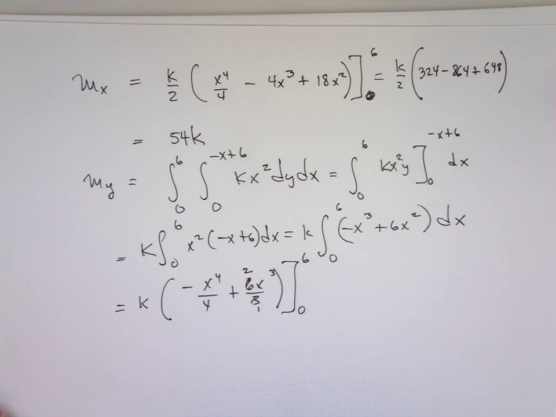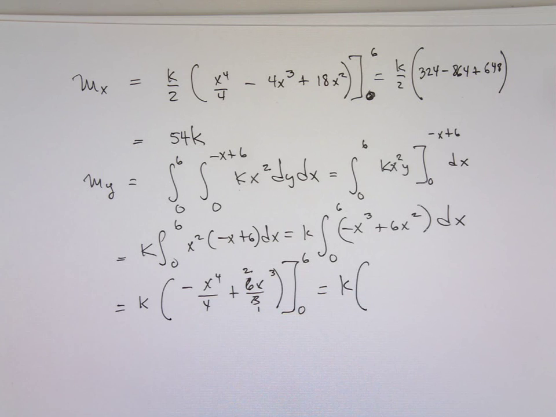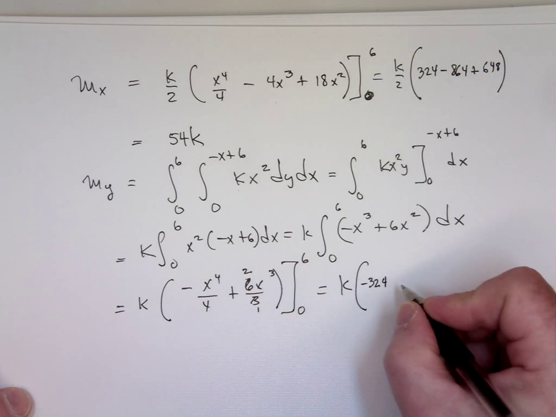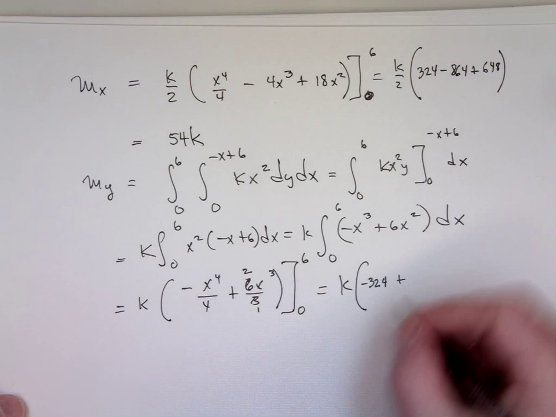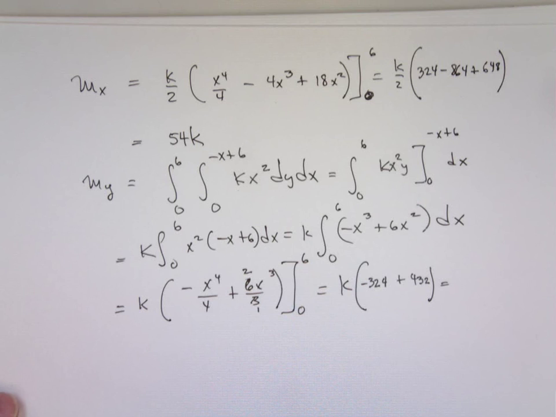Now, substitute in 6. I'll get 6 to the fourth, and we did 6 to the fourth, so we got 1296 over 4, which I've already done. What is it? 324. Thank you. And that's negative, plus 2x cubed. What is that there? 432. Thank you. And when I add those two together, I'm going to get 108.